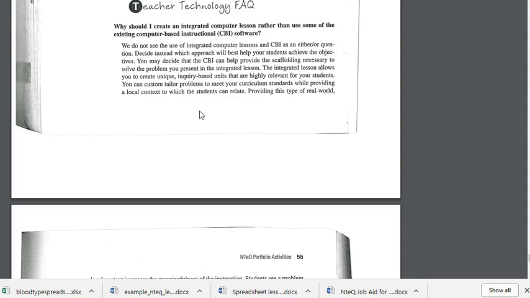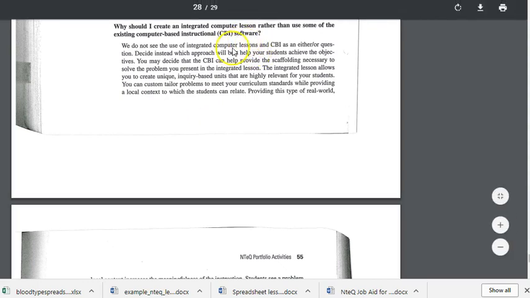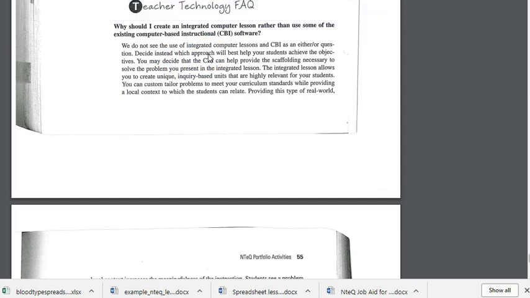So at the very end of the PDF, there are a couple of teacher technology frequently asked questions. One of the questions: why should I create an integrated computer lesson rather than use some of the existing computer-based instructional software, that's CBI? The authors don't really see the use of an integrated computer lesson and CBI as an either-or question. Decide instead which approach will best help your students achieve the objectives.